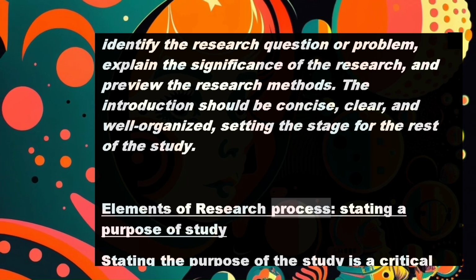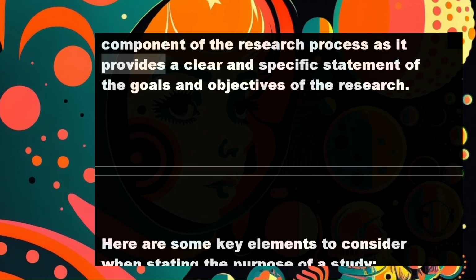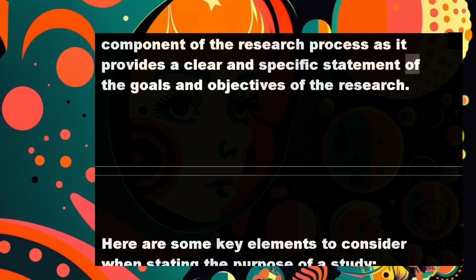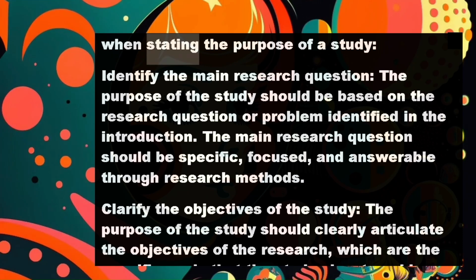Elements of the research process: stating the purpose of the study. Stating the purpose of the study is a critical component of the research process as it provides a clear and specific statement of the goals and objectives of the research. Here are some key elements to consider when stating the purpose of a study.